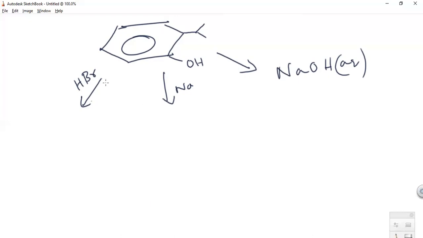Now see, when we add HBr, okay, this is phenol, which is acidic. HBr is same as HCl. HCl is acidic, HBr is acidic, they're both acids, isn't it? So actually, there will be no reaction here, because acidic and acidic substances don't tend to react together. So no reaction.